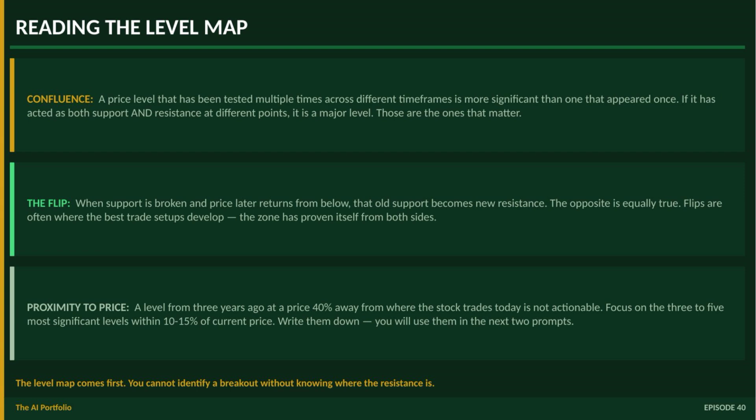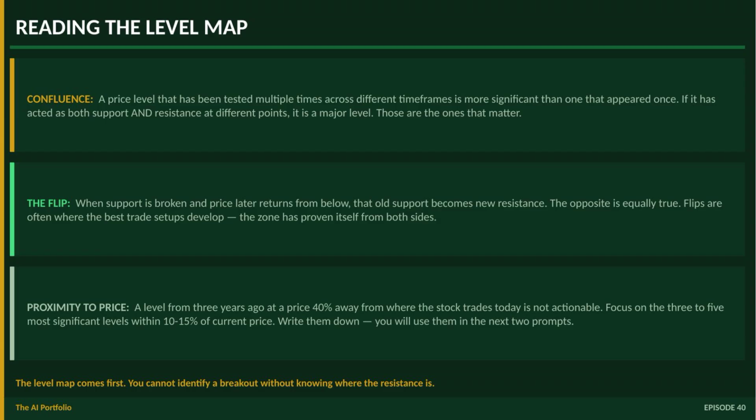The flip. When a support level is broken and price later returns to it from below, that old support becomes new resistance. The opposite is also true. AI is good at flagging these flips, which are often where the best trade setups develop.